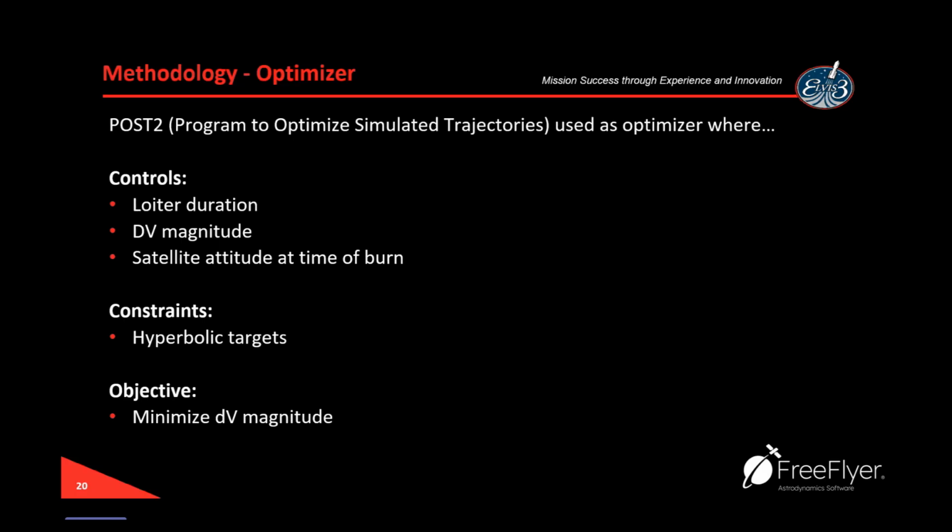Because again, if we loiter for a full 24 hours, that may not be the exact point that we want to burn. You may want to propagate out another 5 minutes or half an hour or whatever. So that extra duration is the control in this case. And then the delta V magnitude. And lastly, the attitude of the satellite at the time of the burn. So effectively the direction that we're applying that delta V in.